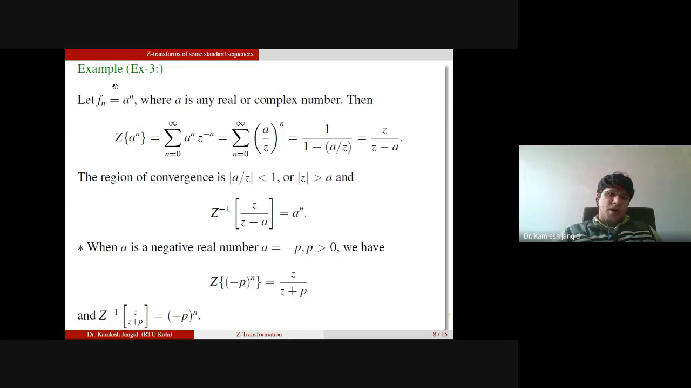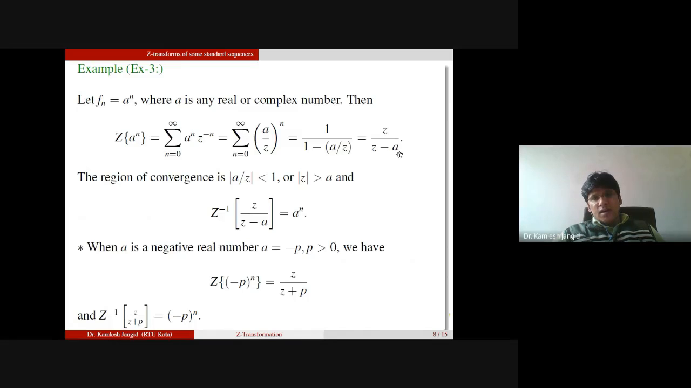Let Fn equal a to the power n. It means we are given the general term of the sequence, which is represented by a to the power n, where a is any real or complex number. Then the Z transformation of a to the power n, by the definition of the Z transformation, is given by summation n from 0 to infinity, a to the power n Z to the power minus n, which can be written as summation 0 to infinity (a upon Z) to the power n. And by the application of the binomial theorem, this is 1 upon 1 minus a upon Z, which equals Z upon Z minus a. It means the Z transformation of a to the power n equals Z upon Z minus a.